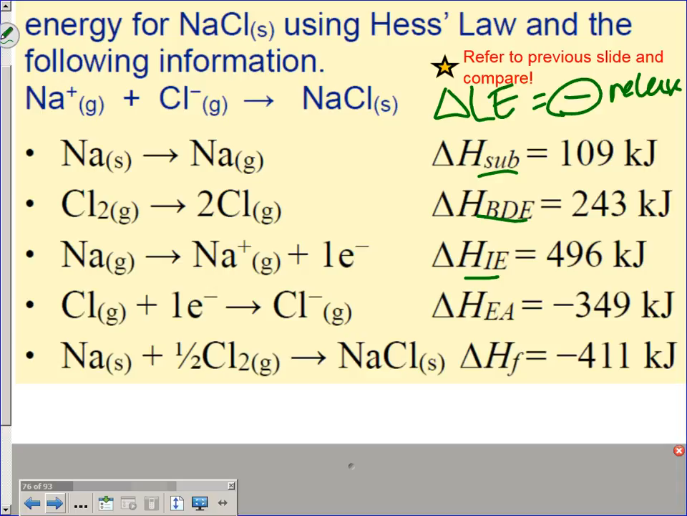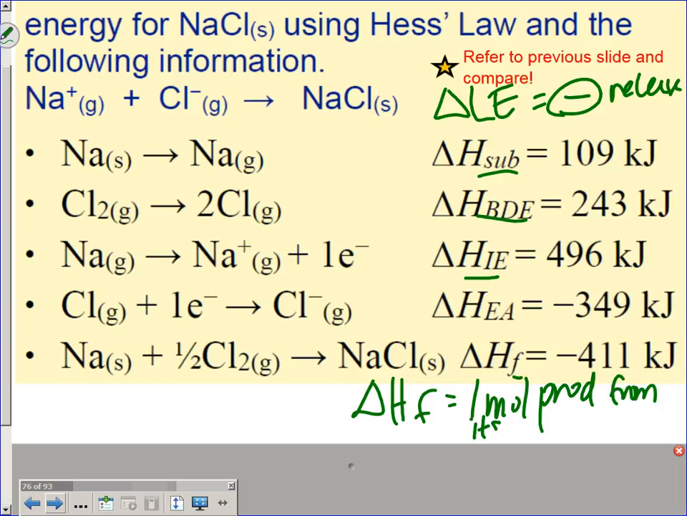And then lastly, heat of formation. Why is this reaction the heat of formation? Do you remember what the heat of formation is? Heat of formation is the heat or the energy released when you form 1 mole of your product from its elements, in their standard state.